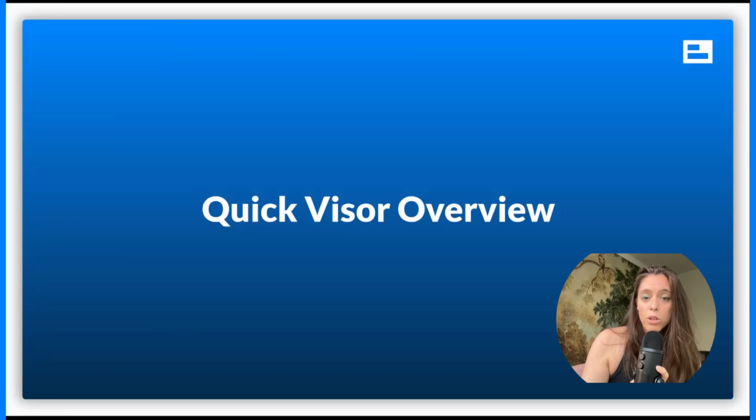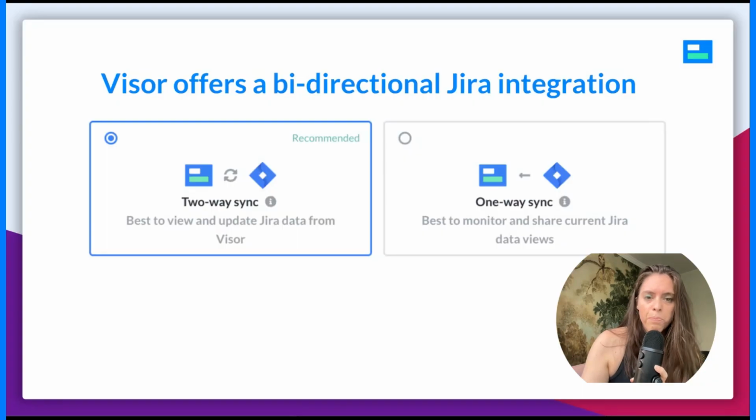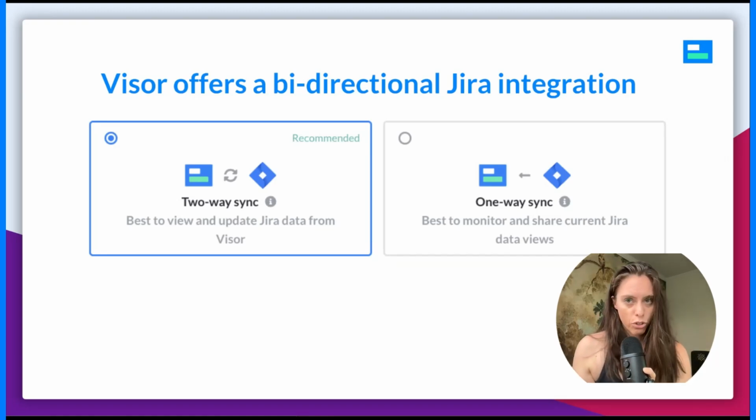So I will go over Visor real quickly, and then I'll show you the kind of add-on that we do to the workflow for our Jira content engine workflow. And so firstly, Visor offers a bi-directional integration with Jira, which essentially means that you can import your live Jira data, and you can even make updates in Visor in our spreadsheet and then push them back out to Jira.